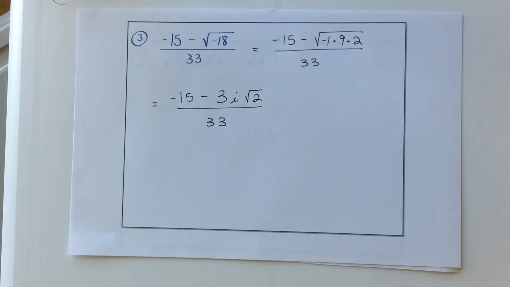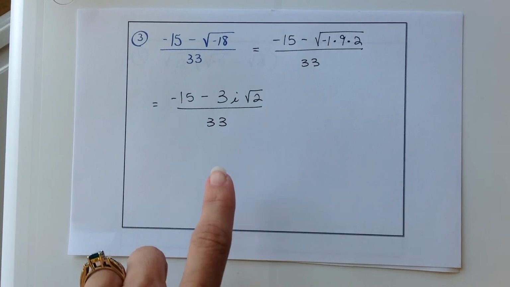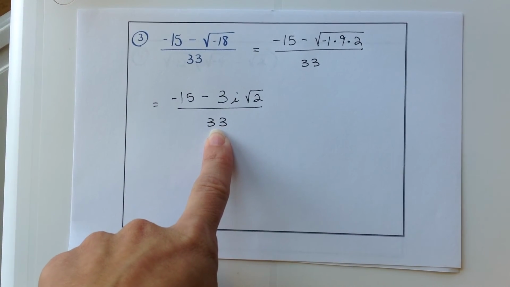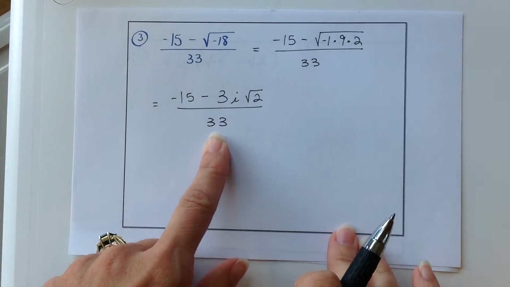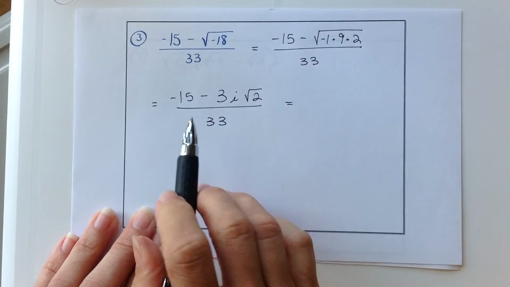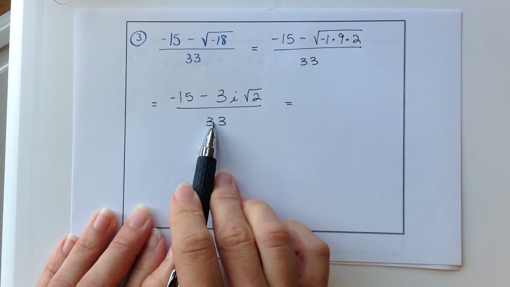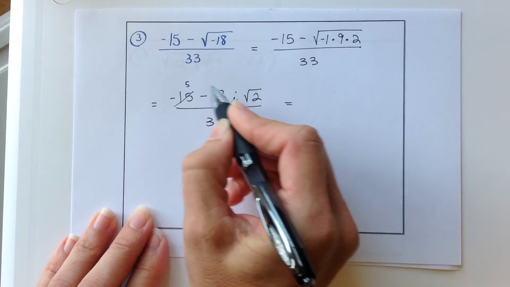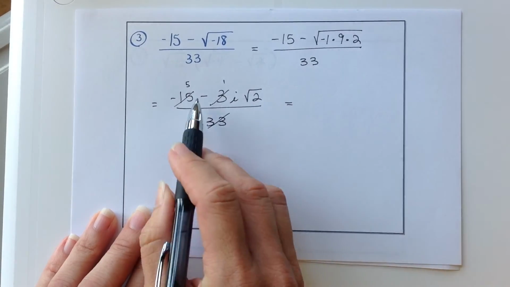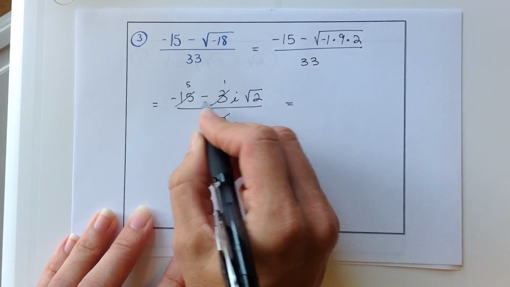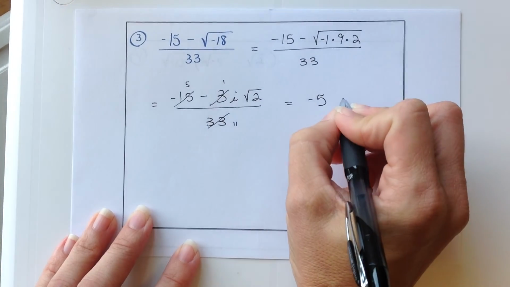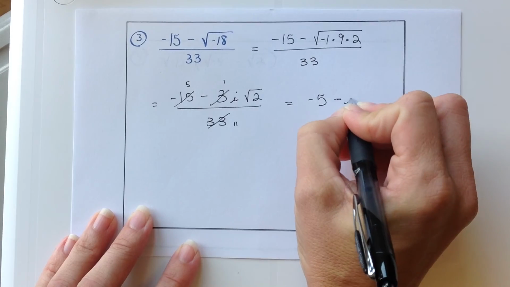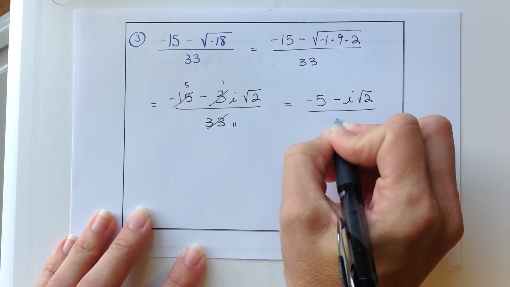Now this is not one of those dividing problems where you have to use the conjugate like we did earlier, because you don't have a complex number on the bottom, a plus bi. It's already just a real number. The only thing left that you can do is all three of these numbers you can reduce by 3. Now only reduce if you can reduce all 3 of them. Don't ever reduce this one. So I would have -5 minus i square root 2 over 11.